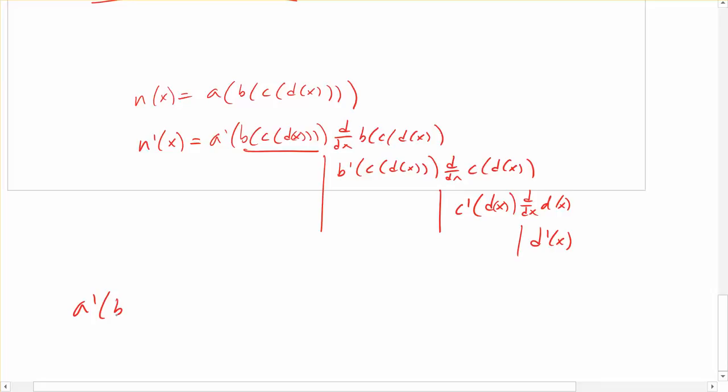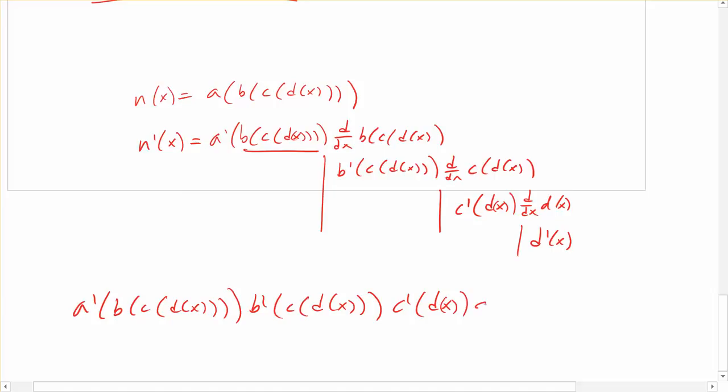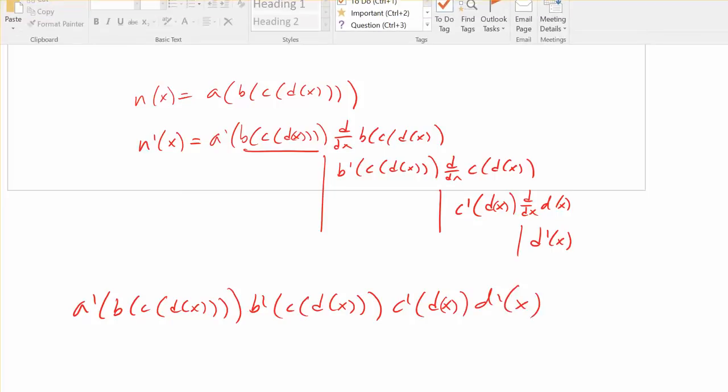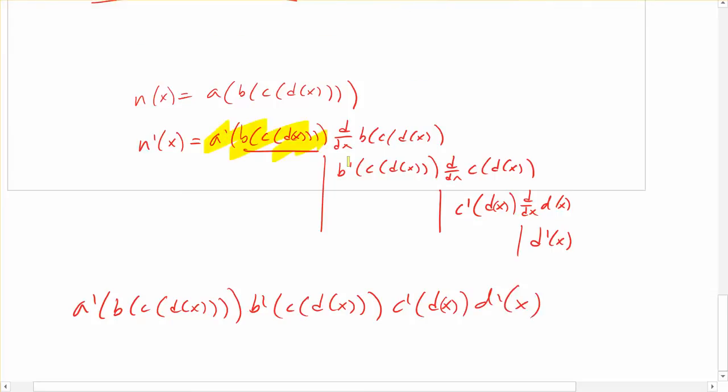A prime of b of c of d of x times b prime of c of d of x times c prime of d of x times what? D prime of x. It's all of those pieces, this piece right there, that piece right there, that piece right there, and that piece right there. Chain rule several times. Did that do it? Yeah, all multiplied together. Well, the final answer has no d/dx's in it. You have to figure out what this is right there. Okay, kids, great work. Go.